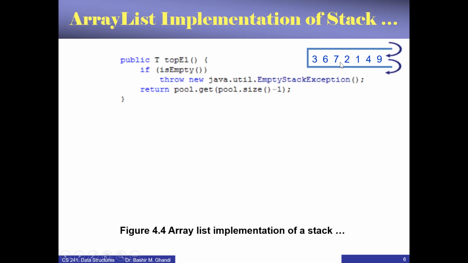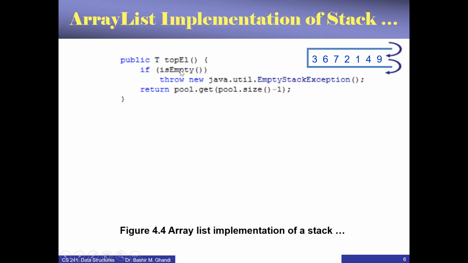So again, top element, we want to return this last element, but without removing it. Okay, the appropriate method to use is get, therefore, not remove, because remove will definitely delete the element. But again, we have to give the get method the index of that element, and the index of that element is pull.size - 1. Okay, so this is how you implement the top element.